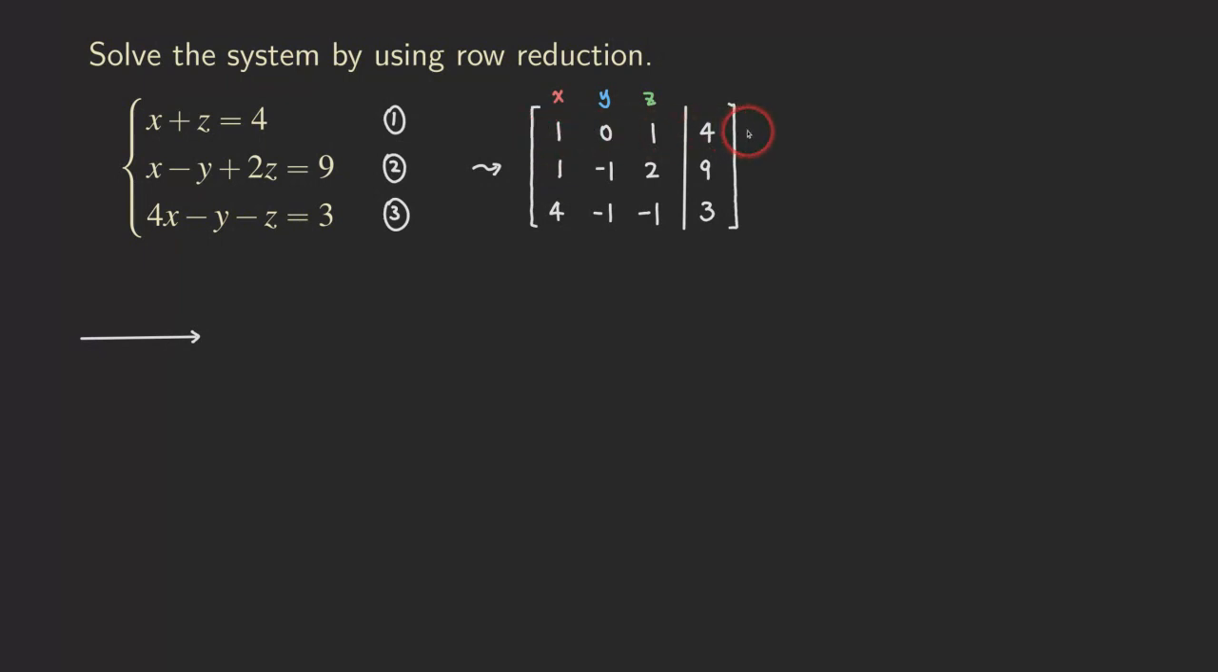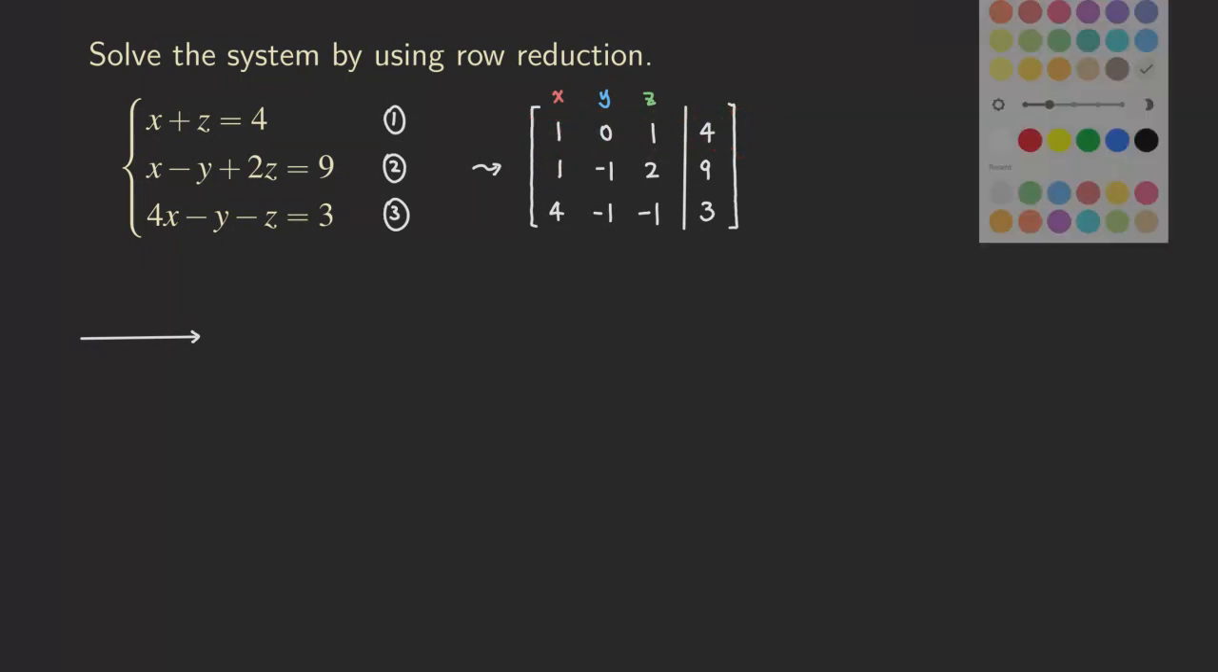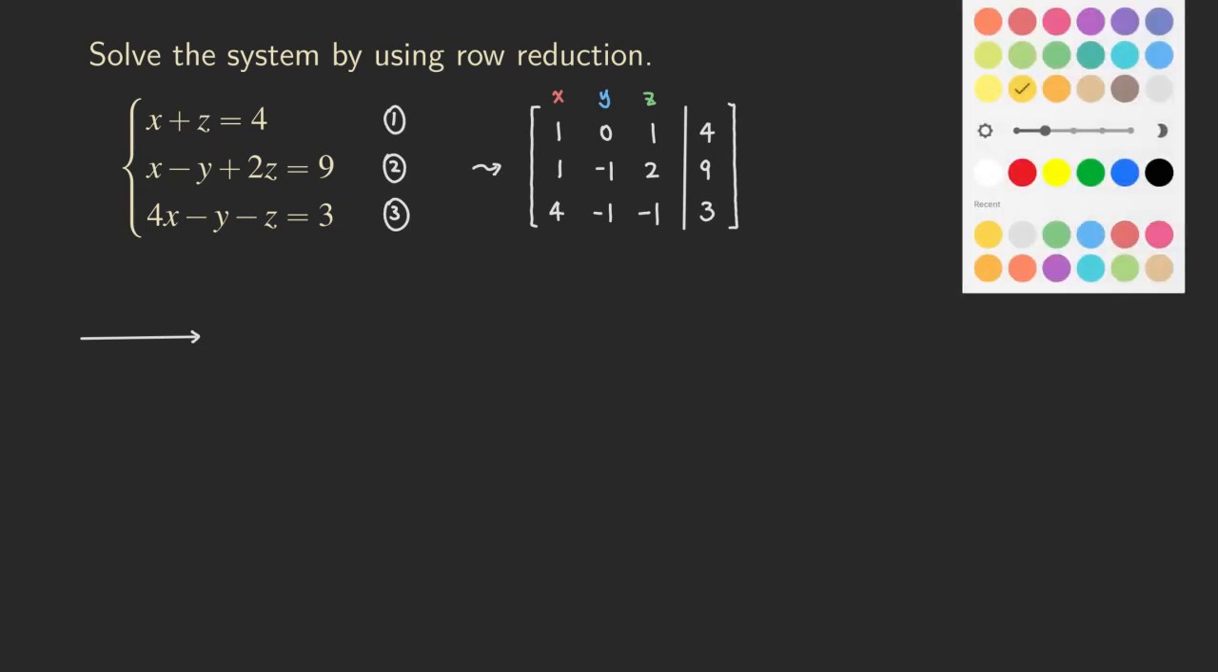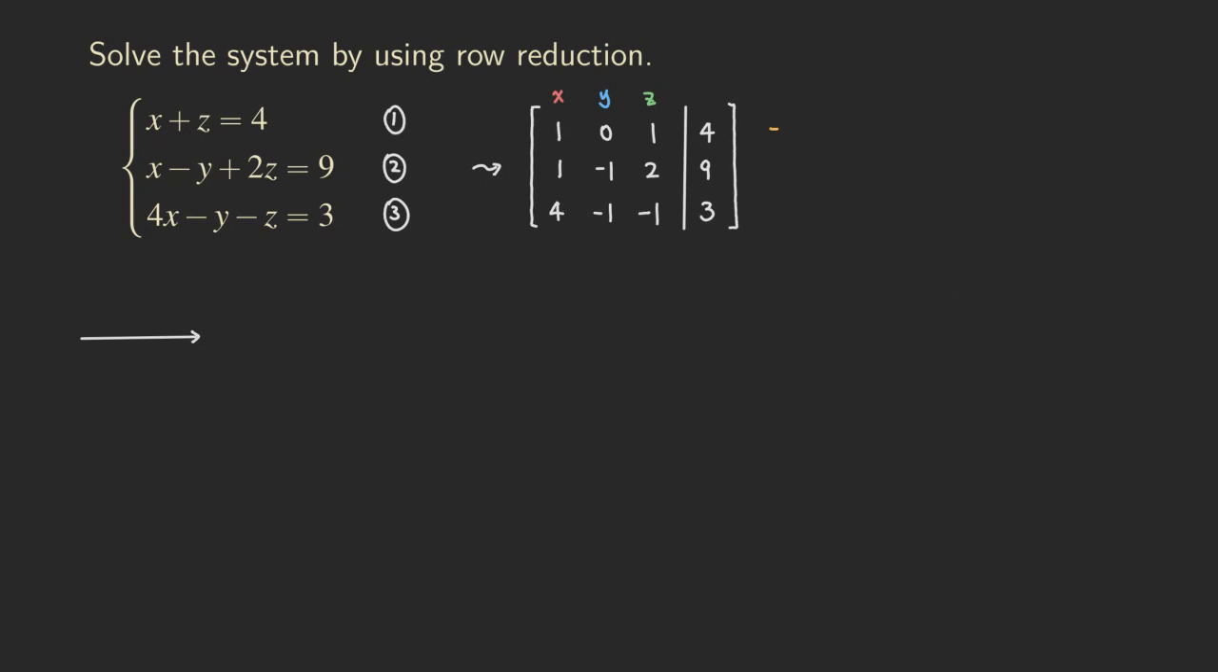So this is row 1, right? Let me just label it first because I think that's really important to remember. Yeah, so this is row 1. We use R with the subscript 1 to indicate that's row 1, that's row 2, and then that's row 3. Is that okay?